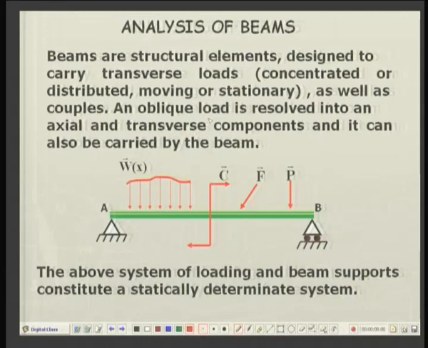Beams are structural elements designed to carry transverse loads, okay, in contrast to truss members which were taking up only axial loads. These loads can be concentrated or distributed, they can be moving loads or stationary loads, that is dead loads, or loads due to some traffic, trains or vehicles, etc., or wind. So, not only loads, that is direct forces, but moments can also be supported by beams, whereas there was no such provision for the truss members, they were having only axial forces.